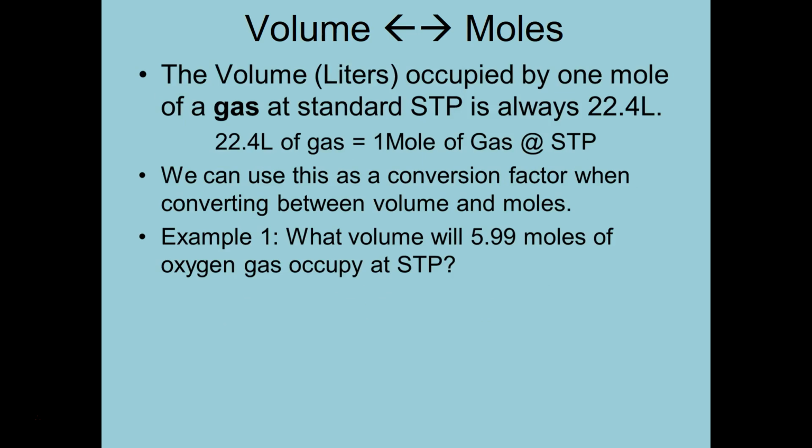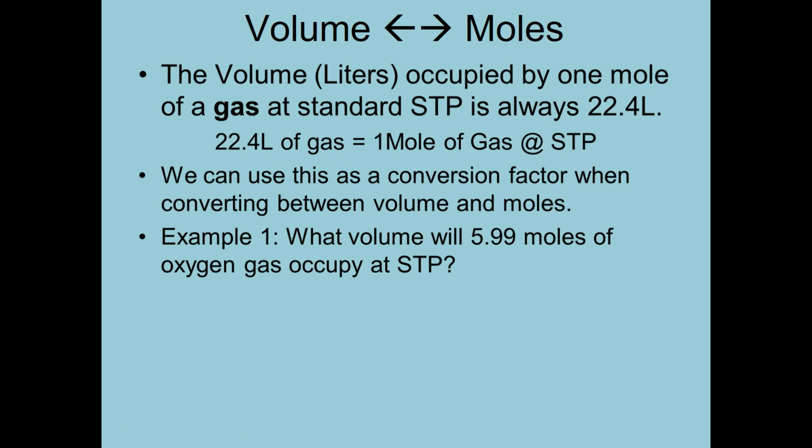So the volume, which we measure in liters as our standard unit, occupied by 1 mole of gas at STP is 22.4 liters. That is a number you need to know. So 22.4 liters of gas equals 1 mole of that gas at STP. That is important. So we can use this as a conversion factor when converting between volume and moles.